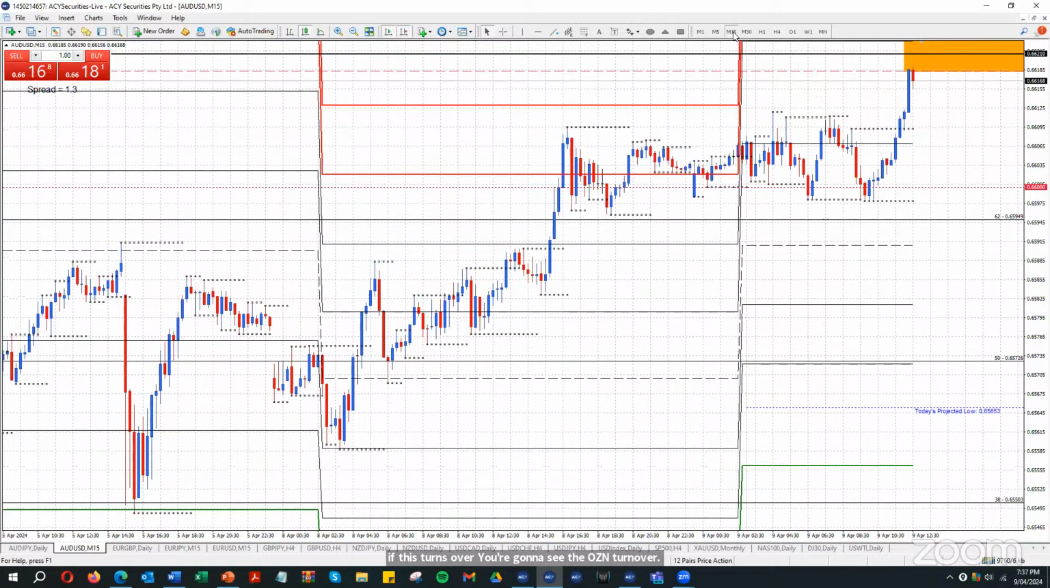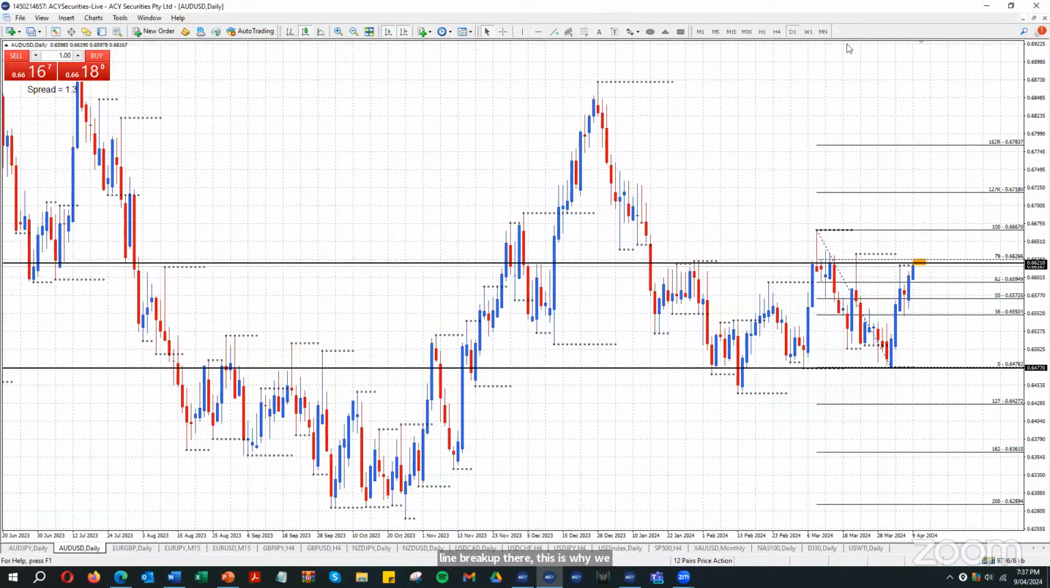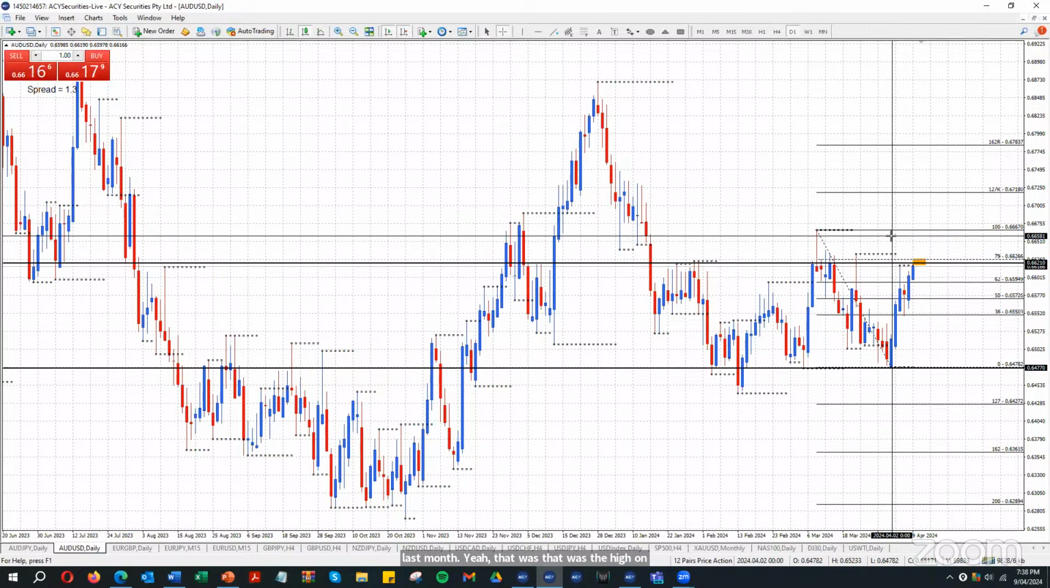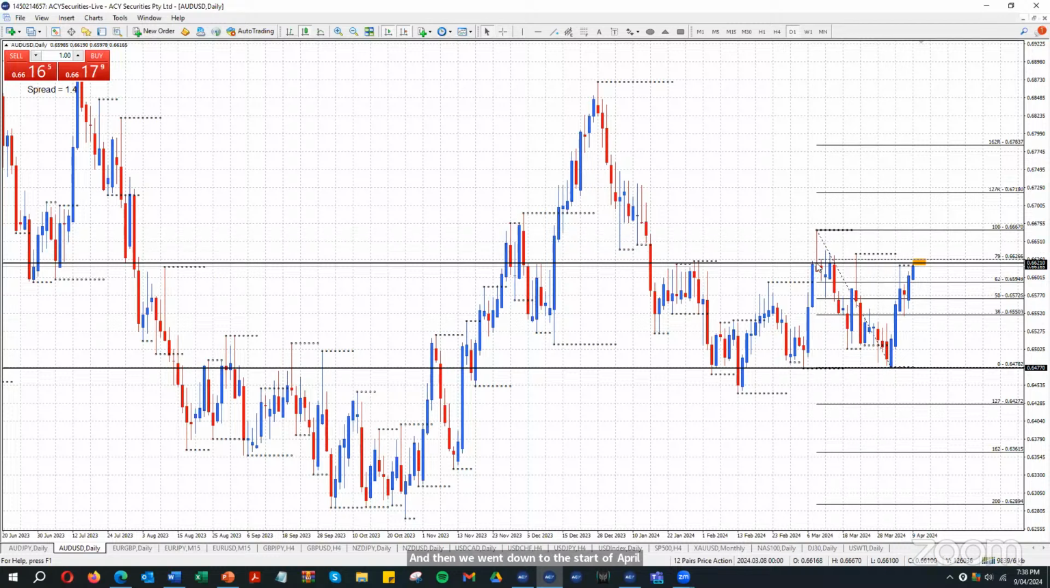All right, 15-minute. So this is a great area to watch for reversal today. Not reversing just yet, but if you start to see a trend line break up there, this is where we sold down from. Back to daily. This is where we sold down from last month. Yeah, that was the high on the 8th of March, and then we went down to the start of April. None of these candles from the 8th of March could close above this area here at 66.21.